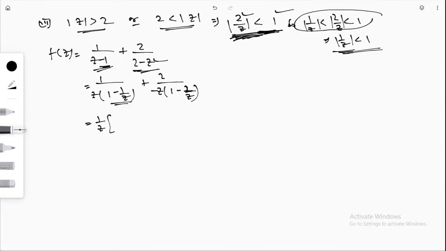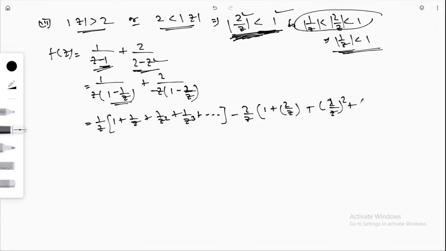1 by z series expansion. This is 1 plus 1 by z plus 1 by z square, 1 by z cube, like this. And then for this one, this is minus 2 by z whole into 1 divided by 1 minus 2 by z series expansion, this will be 1 plus 2 by z plus 2 by z whole square plus 2 by z whole cube plus dot dot dot.